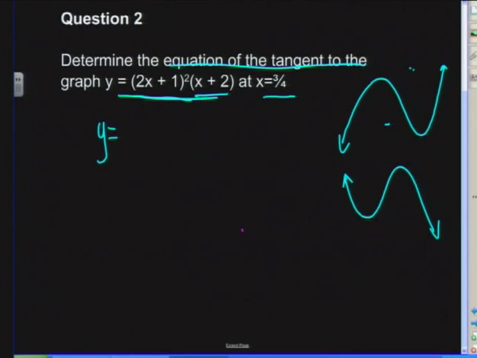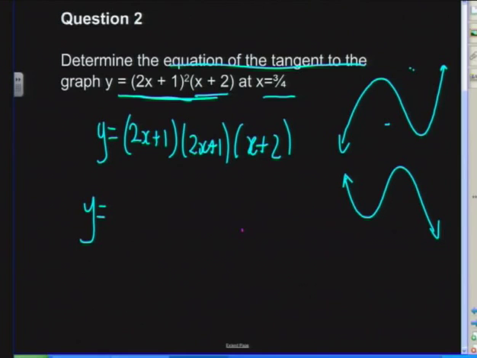So what I'm going to do is expand this expression, and I'm going to get something that's cubic. Remember, (2x + 1) squared just means (2x + 1) times (2x + 1), and then times (x + 2). We have to expand it. There's no short way about it. You've got to expand your equation before we can do anything. So (2x + 1) squared is going to give me 4x squared + 4x + 1. And then I'm going to times that by the binomial x + 2.